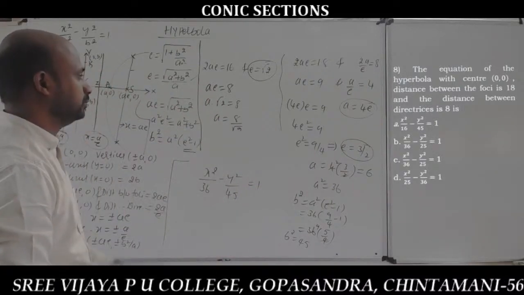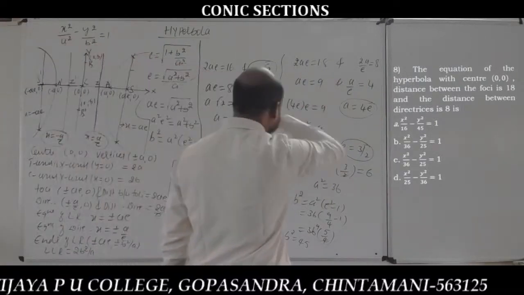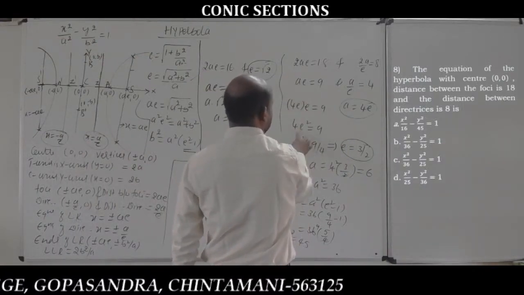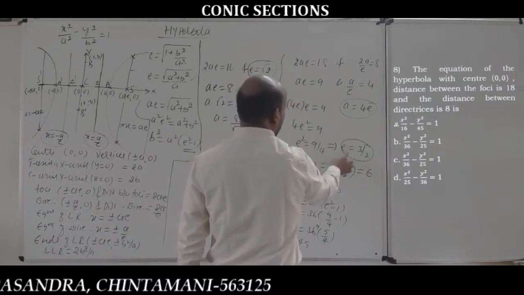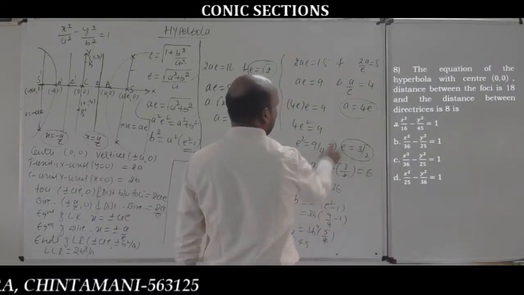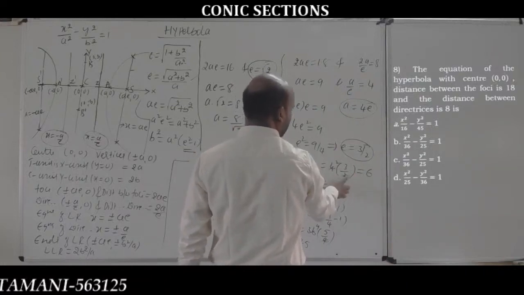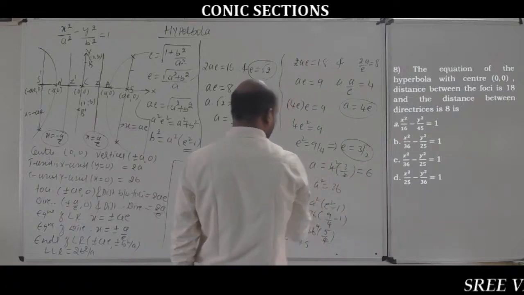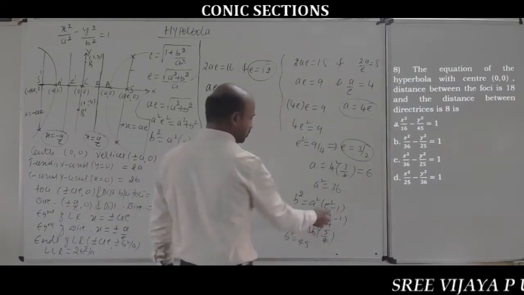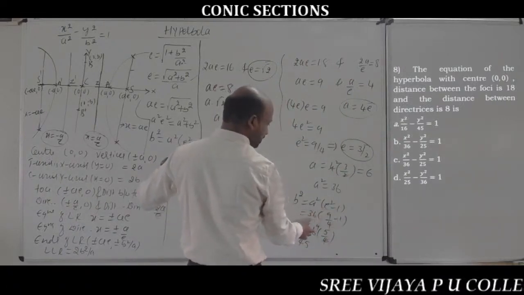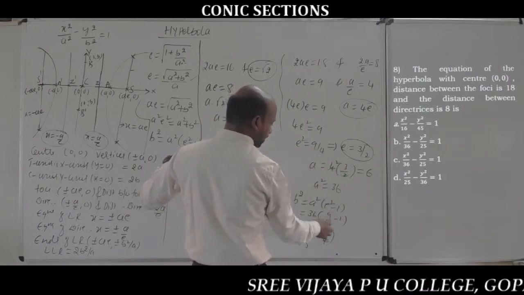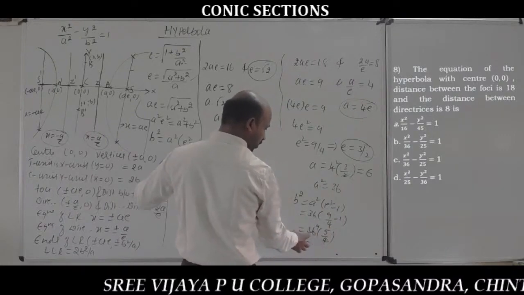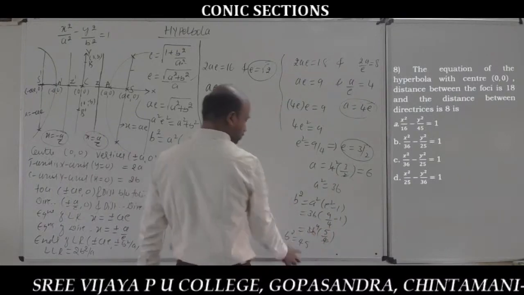x square. a is 4e, 4 into e square, 9, e square is 9 by 4, e is 3 by 2, okay. a becomes 4 into 3 by 2, which is 6, a square is 36, okay. b square is a square into e square minus 1. a square is 36, e square is 9 by 4 minus 1, which is 5 by 4. 4 ones are 4, 9 5s are 45, so b square is 45.